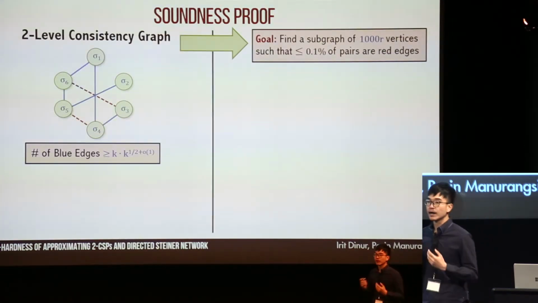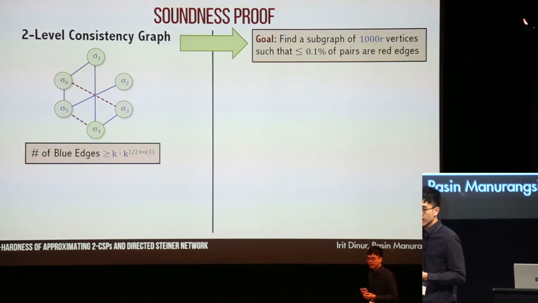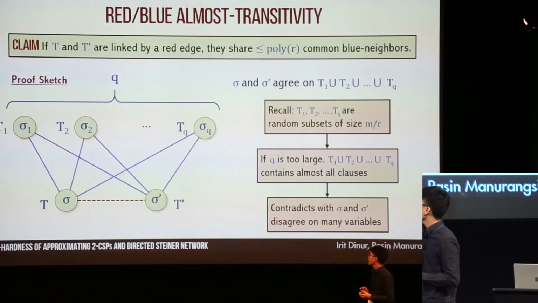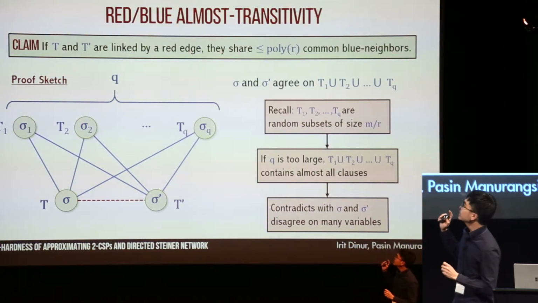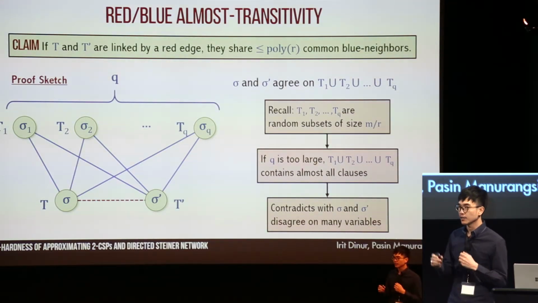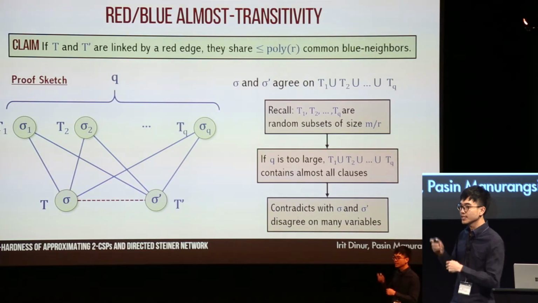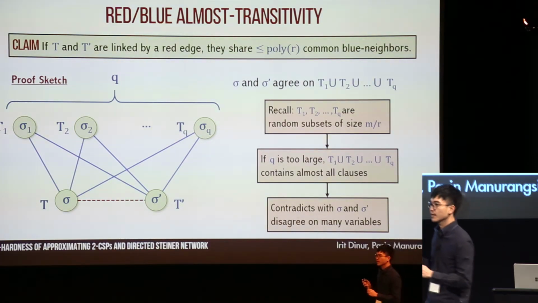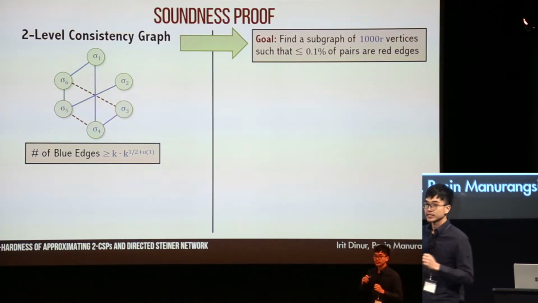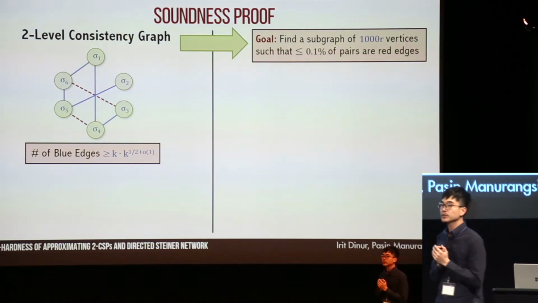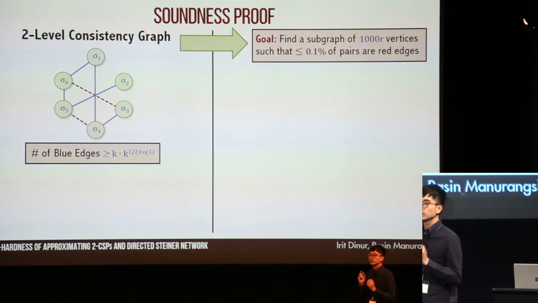Okay, so let's see how we can use the, yeah. So is this true deterministically or with hypothesis? Yeah, so actually this is true deterministically, and you can even deterministically construct the set with this kind of property. Like it's just a disperser basically. Yeah. So okay, so let's now see how we can use this red-blue transitivity to get what we want.